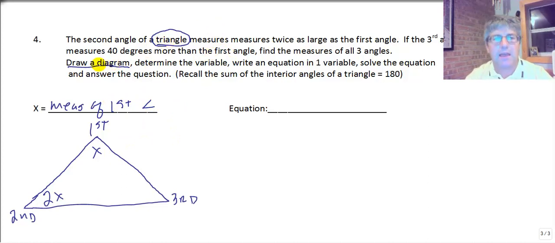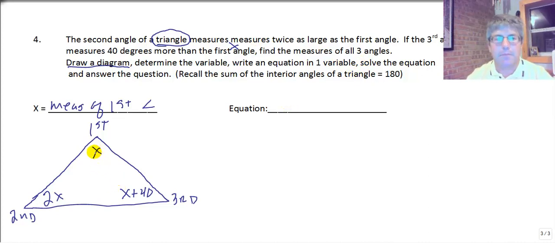Notice I'm breaking this down and I'm just reading it in parts and kind of filling in what I know. I'm not worrying about answering the question. I'm concerned with taking advantage of what I know and putting that in place like pieces of a puzzle. And then things will come together for me. If the third angle measures 40 more than the first angle, well, my first angle was x, so this angle must be x plus 40. Find the measure of all 3 angles.